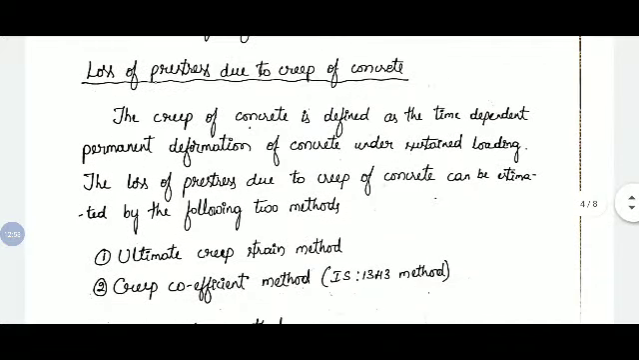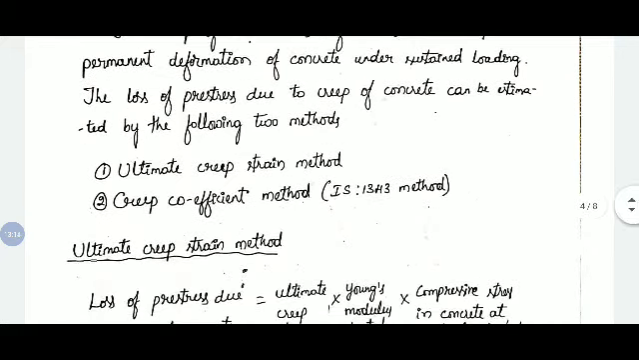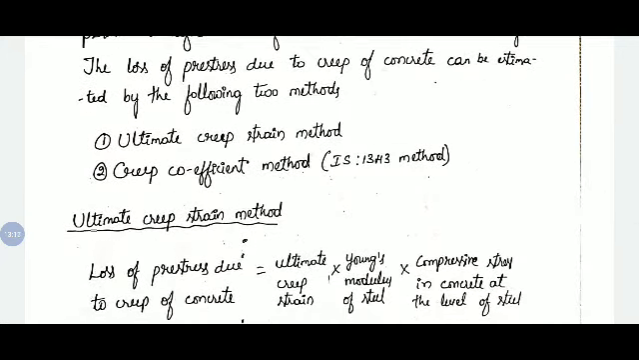And next one is loss of prestress due to creep of concrete. Creep is time-dependent permanent deformation. For estimation of losses due to creep, we have two methods. One is the ultimate creep strain method and another one is the creep coefficient method. Only the formulas are different here, but both give us the loss due to creep. But you should remember which method is specified in the question. It may specify to calculate the loss of creep by the ultimate creep strain method or the creep coefficient method, or based on the data you need to decide.